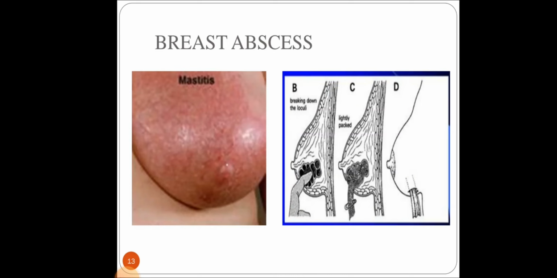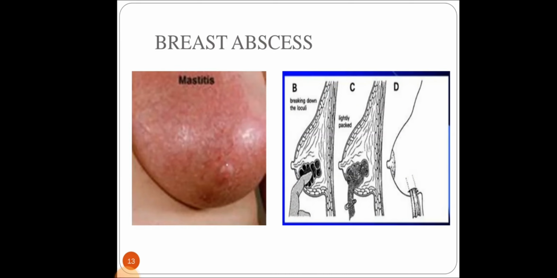Once the cellulitis stage is not identified and not properly treated at that time, that cellulitis stage will progress into a stage of abscess. So that is the end stage, the condition when the breast abscess is manifested. That is what is happening in this breast abscess condition.